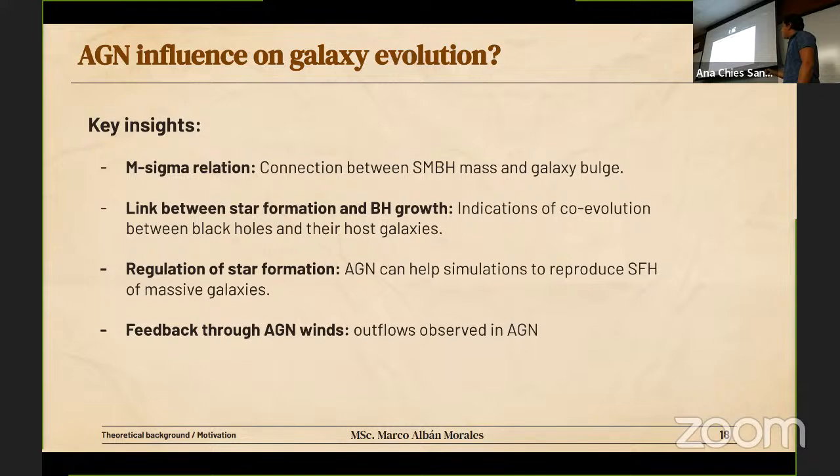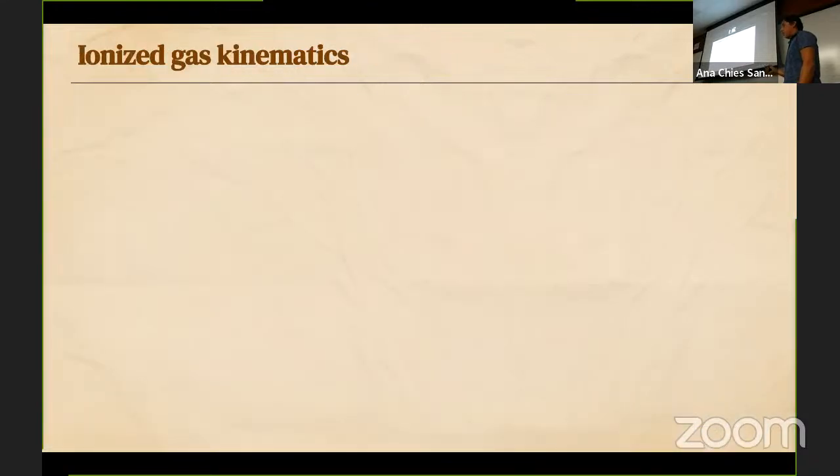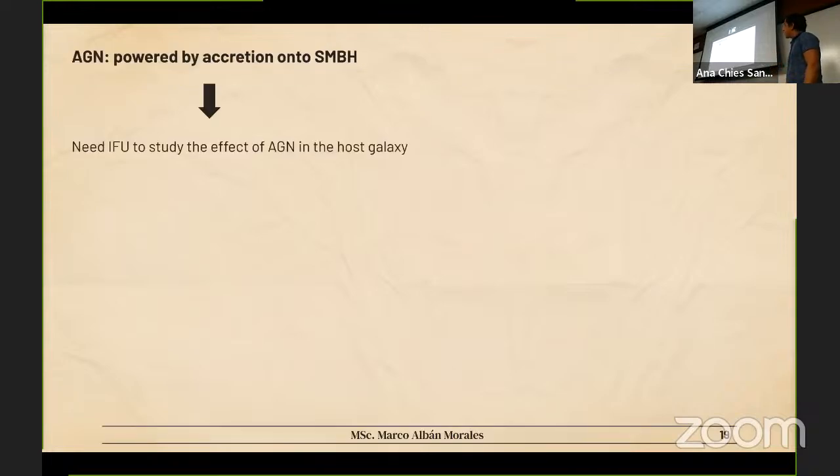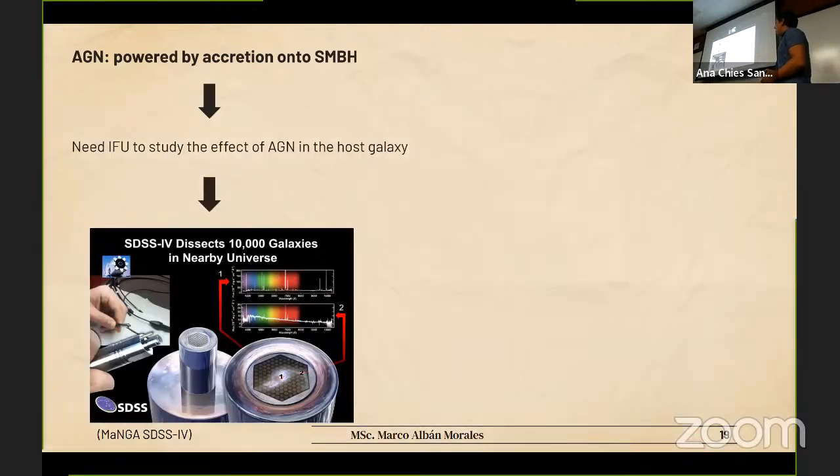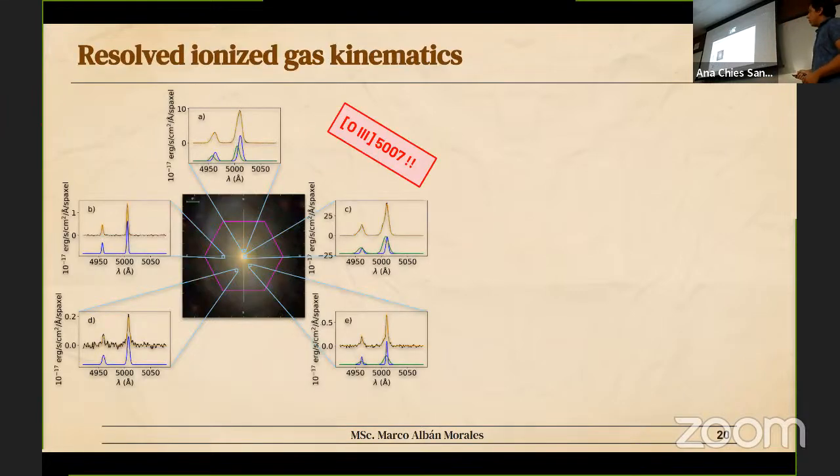And yes, before actually speaking about ionized gas kinematics, I want to mention a few more things. I want to emphasize, as I was saying in the first minutes, that we need IFU, especially for this kind of study with active galaxies, because most of the activity happens in the center. And in order to understand how this spreads through the host galaxy, we need spatial information. Again, this is why I am using MaNGA. And this is some already data from MaNGA.